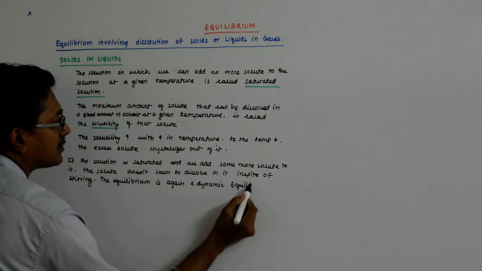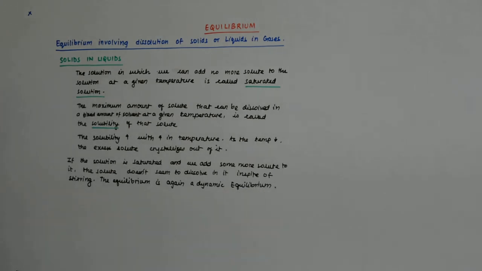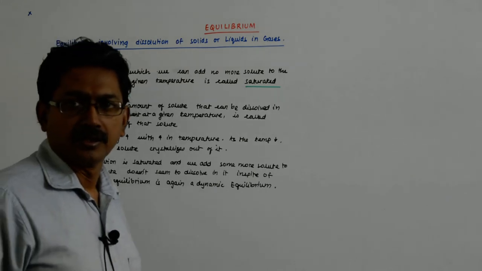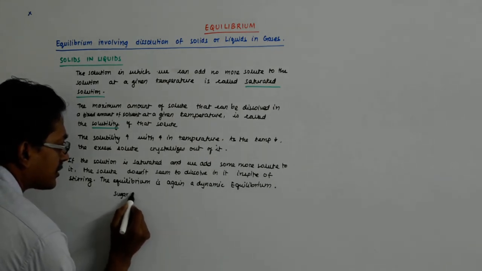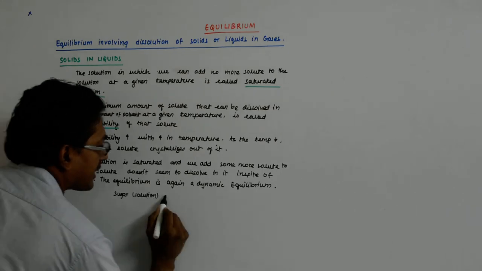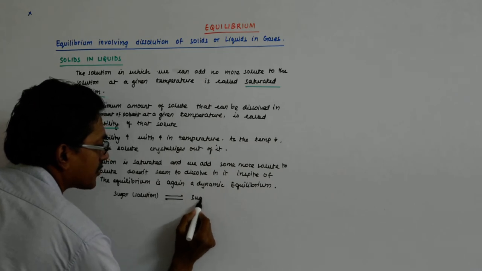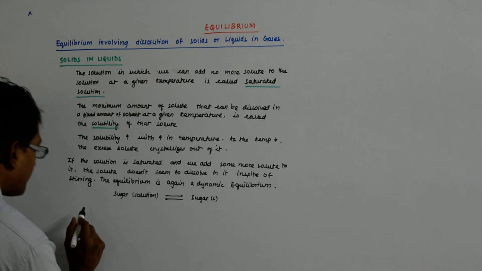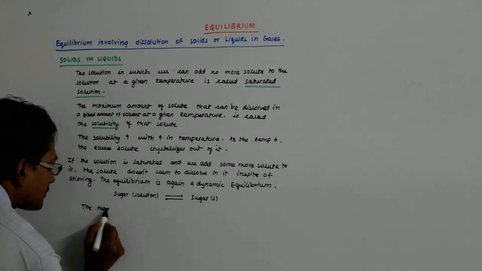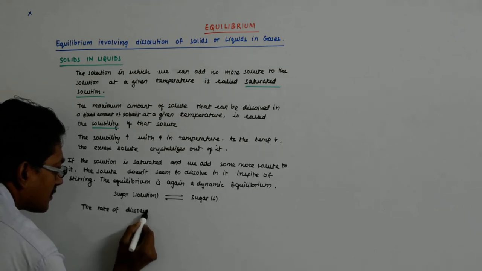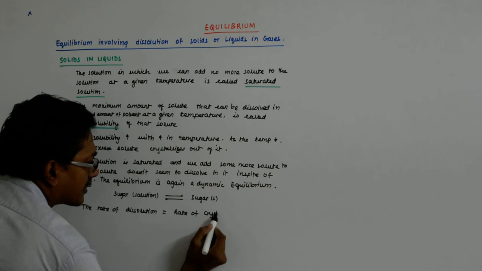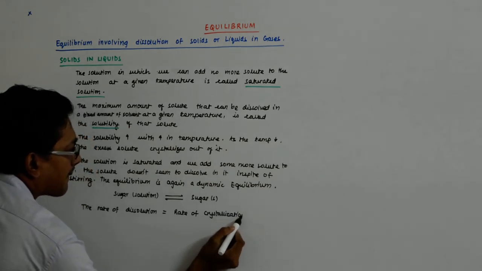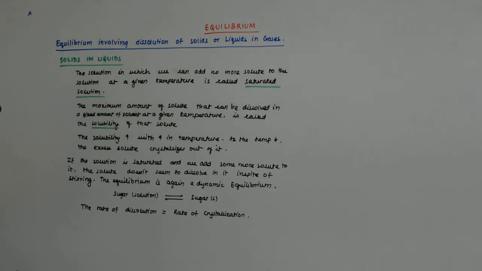So what happens? Here the rate of dissolution of sugar is equal to the rate of crystallization of sugar. Okay? So maybe the sugar in the solution state is in equilibrium with the sugar in the solid state. So it means that the rate of dissolution is equal to the rate of crystallization.